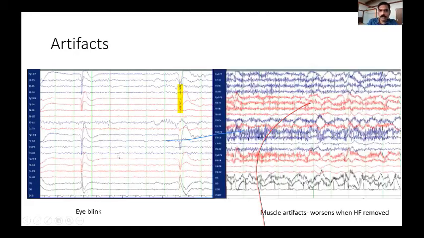Sometimes when the child is awake or very anxious and not relaxing, you get muscle artifacts. You see excess beta activity; this is nothing but a muscle artifact. One clue to pick up muscle artifact is to take out the high frequency filter, and it will worsen. If it worsens on removing the high frequency filter, it means it is a muscle artifact.